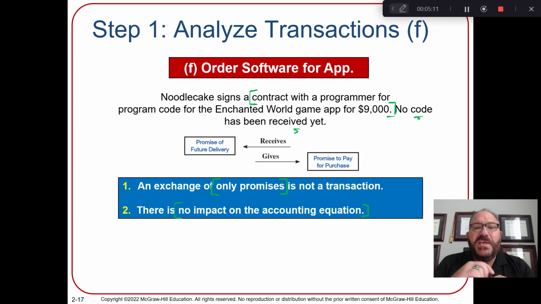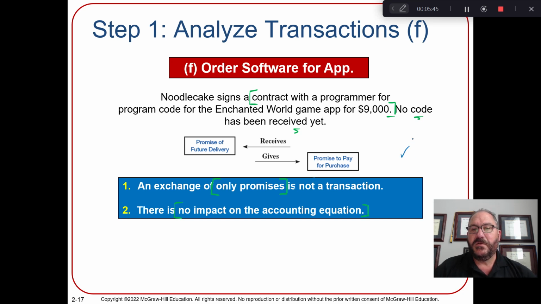Now it says Noodle Cake signs a contract with a programmer for a program code for the Enchanted World game app for $9,000. Now they haven't received the code yet. Okay. So here it says they sign a contract, and it says here program code. No code has been received yet. Okay. So what it says, they sign a contract, so they didn't pay yet. Okay. So they didn't pay it. They only signed a contract. So this is not a transaction. Okay? Not a transaction.